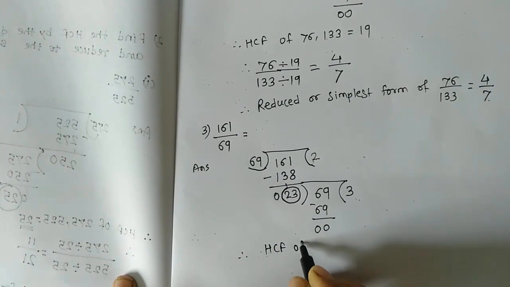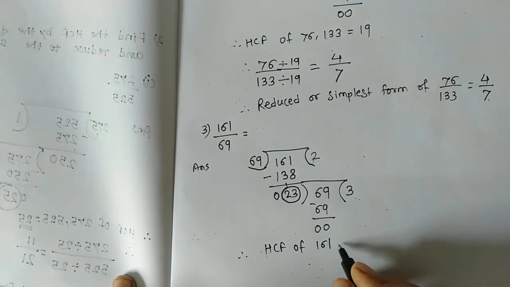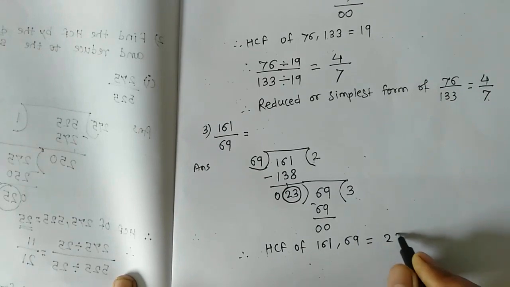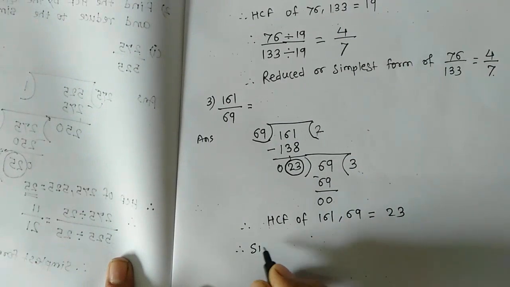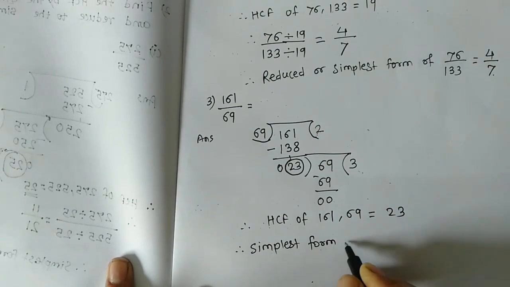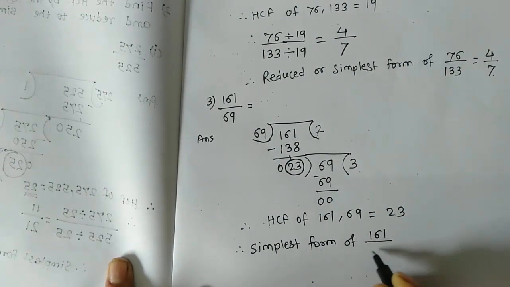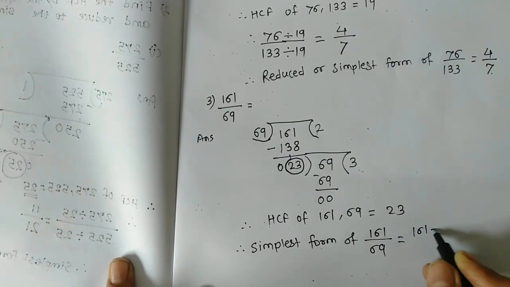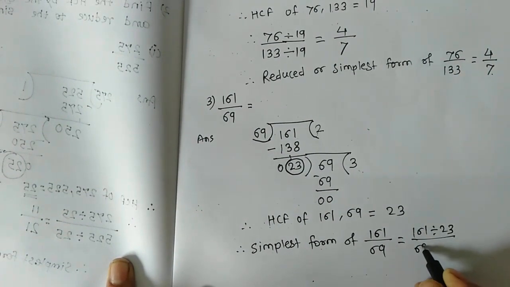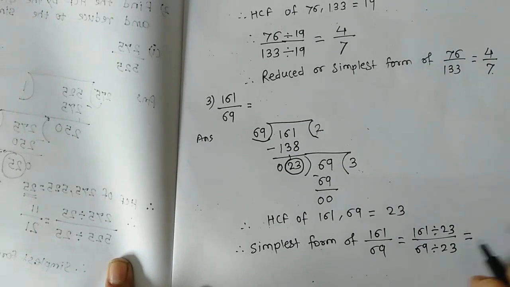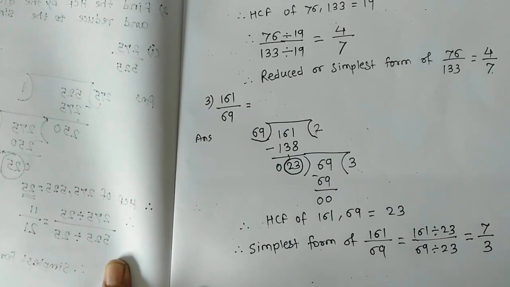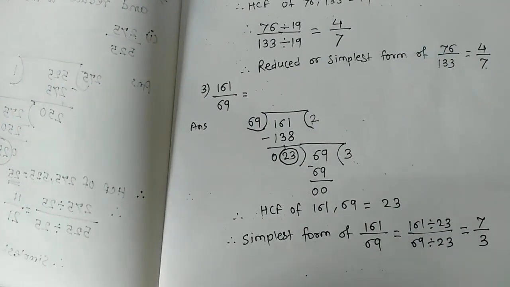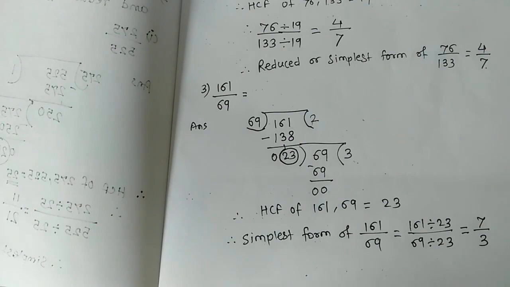Therefore SCF of 161 and 69 is equal to 23. Now reduce the fraction. Therefore the simplest form of 161 upon 69 is equal to 161 divided by 23 upon 69 divided by 23, that is 7 upon 3. Hence the practice set is over. Thank you.